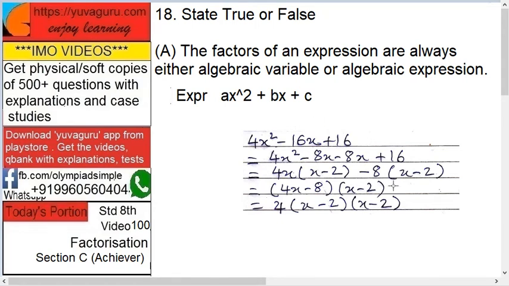Check this example. 4x square minus 16x plus 16. If you see the factors, 4, x minus 2 and x minus 2. Is 4 an algebraic expression? No. Is 4 an algebraic variable? No. So the answer is false.